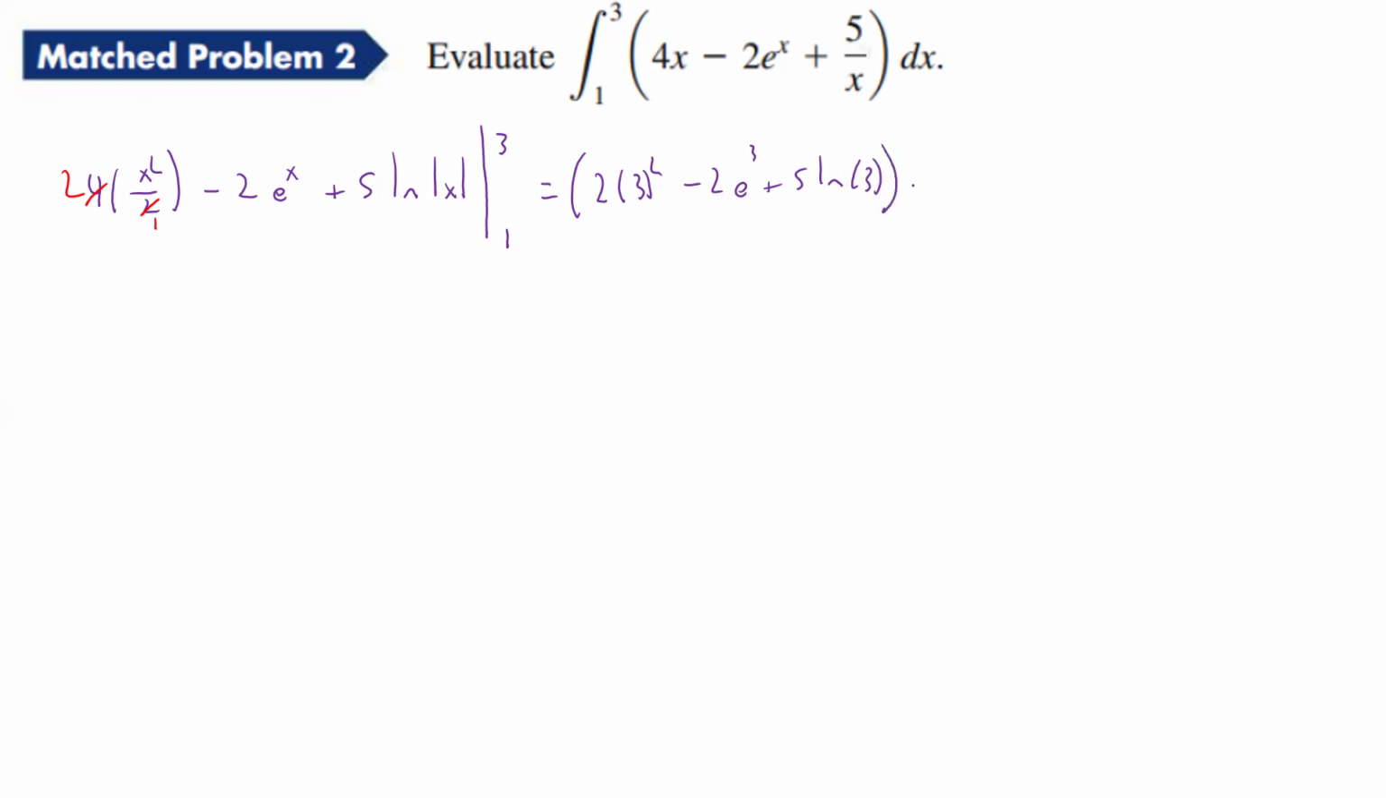And so we have that first part. Now we subtract off 2 times 1 squared, then minus 2e to the 1 plus 5 ln of 1. Because I don't want to type all that in by hand on the calculator on the screen, you just plug all that in, and what you should get is negative 13.241 if we round to 3 decimal places.